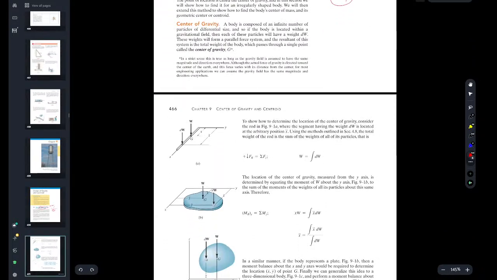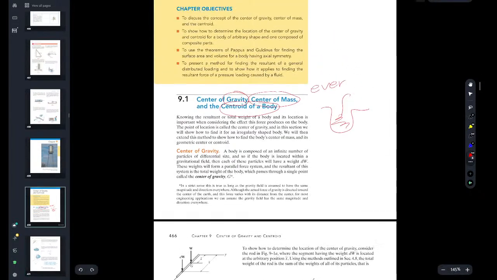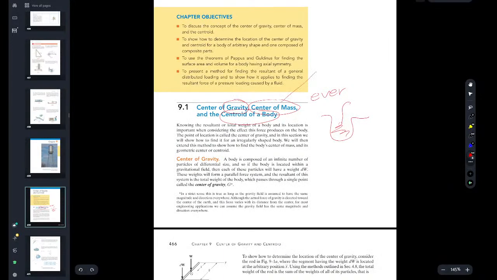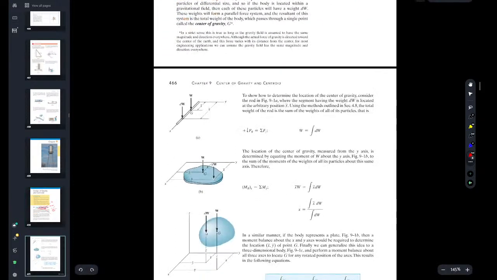But in essence, this is very true, very possible. I mean, you really do need this. You need to find the center of mass, and some extra information for dynamics. You have another reason for finding the centroid, or the center of mass, or centroid of a body for mechanics of materials. So there's reasons for finding all of these.